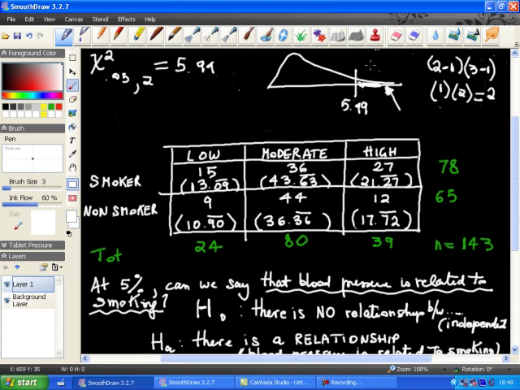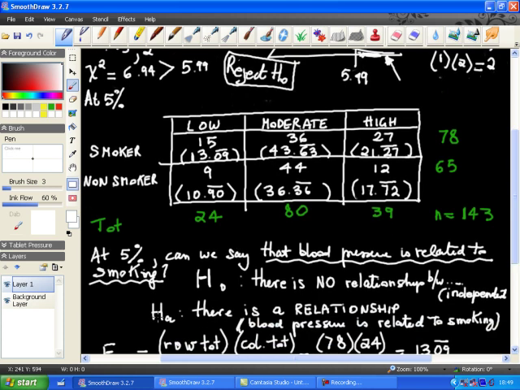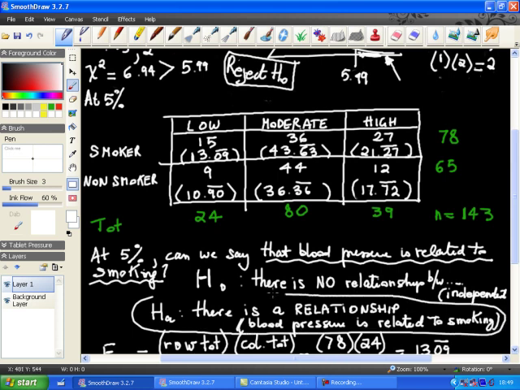So because chi-squared is equal to 6.94, we are able to reject the null hypothesis. Rejecting the null hypothesis basically means accepting the alternative. And so blood pressure is related to smoking at the 5% level.